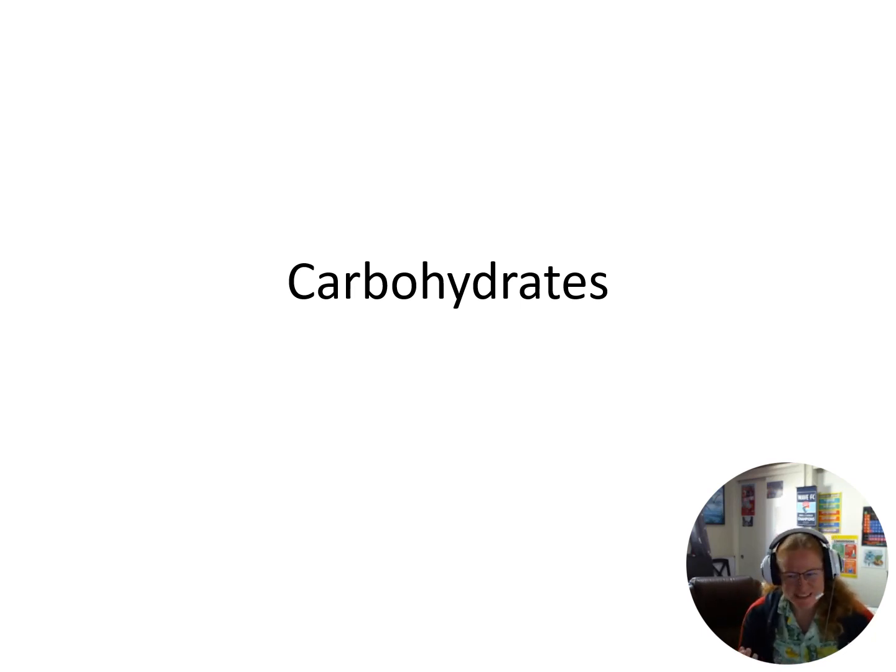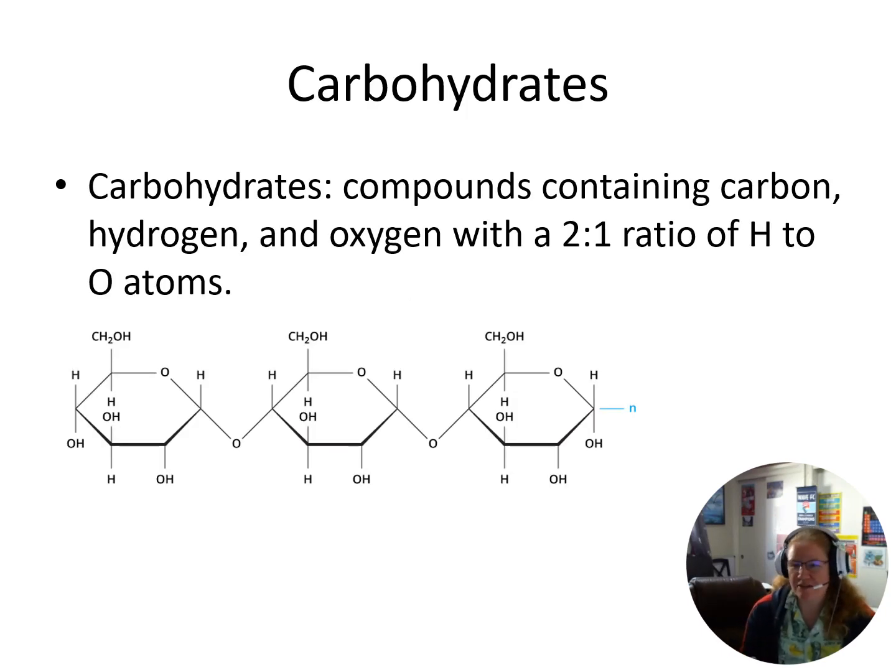Carbohydrates. One example of a carbohydrate is sugar. Let's take a look at these molecules. Carbohydrates have a carbon-hydrogen-oxygen ratio where we have a 2-to-1 ratio of hydrogen to oxygen atoms. So we have 2 hydrogens for every 1 oxygen. You can see pictured here, I have a carbohydrate.